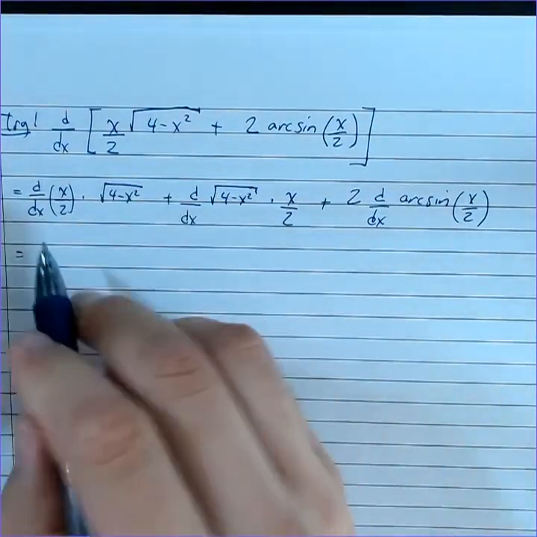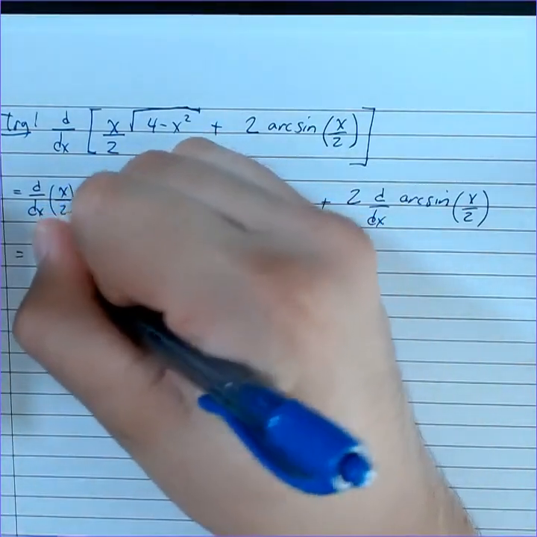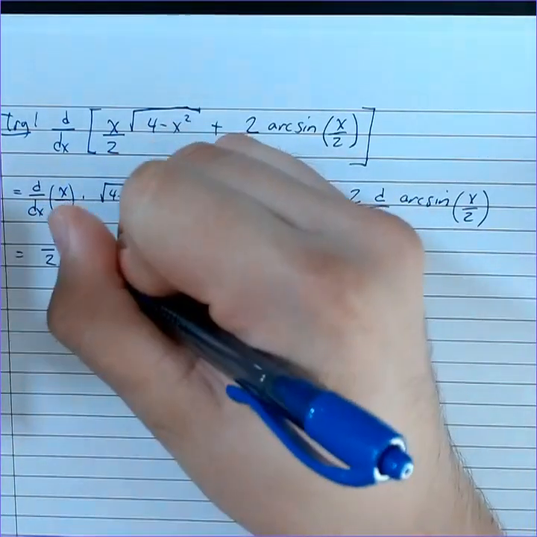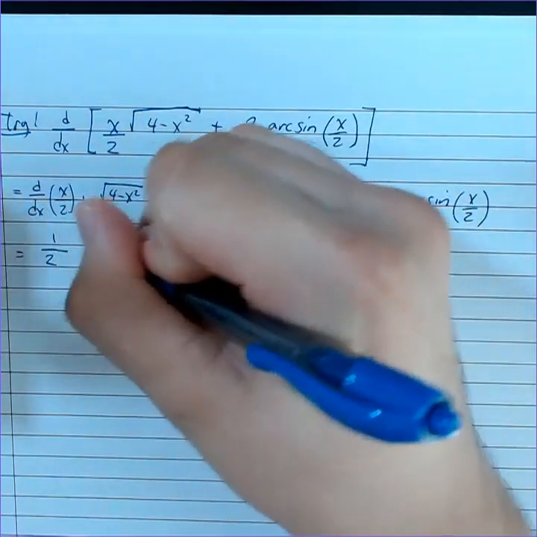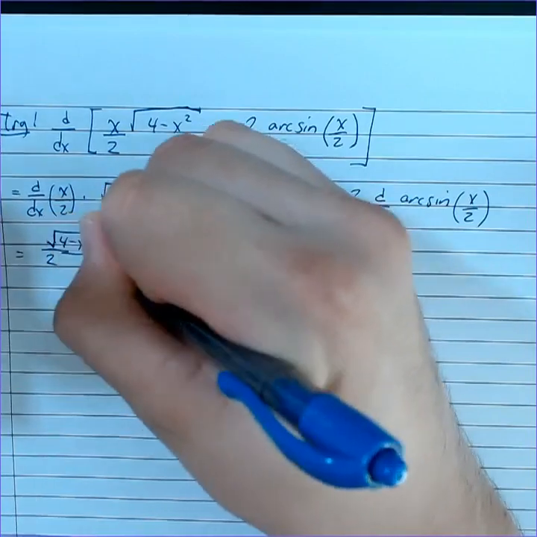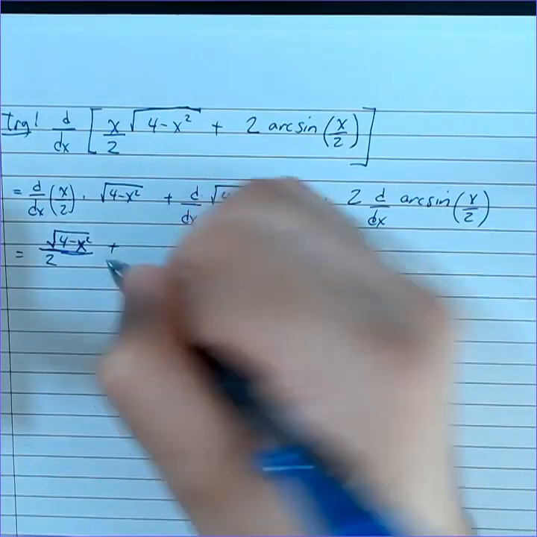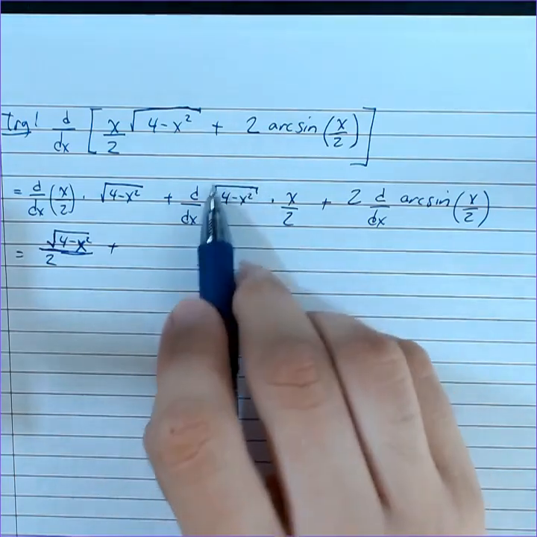All right, well, that first one's nice. The derivative with respect to x of x over 2 is now just 1 over 2 times that square root. In fact, let me write that up here. 4 minus x squared. Okay, plus, now here, I want to take the derivative of this.